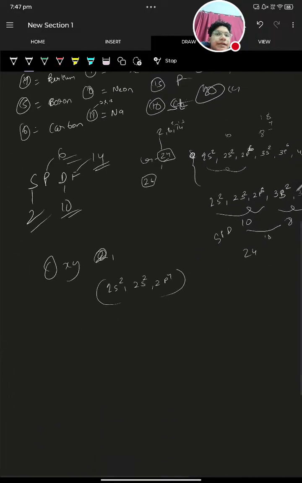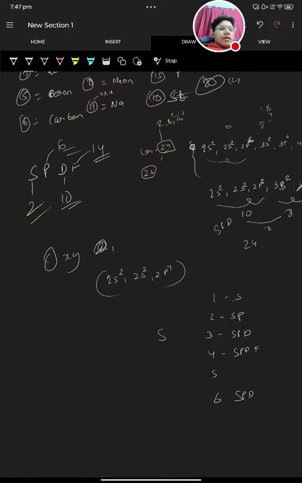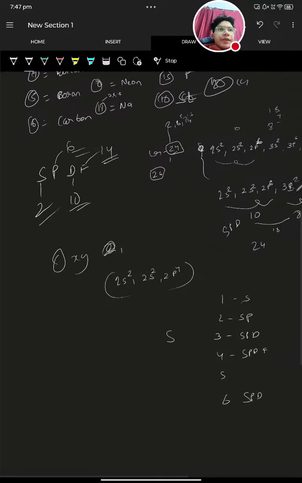So basically S, P, D, F: 1, 2, 3, 4. The first orbit has S, the second orbit has SP, the third orbit has SPD, the fourth orbit has SPDF, fifth same, sixth goes to SPD, then goes down till like 6, 7, 8. 8 is the last.